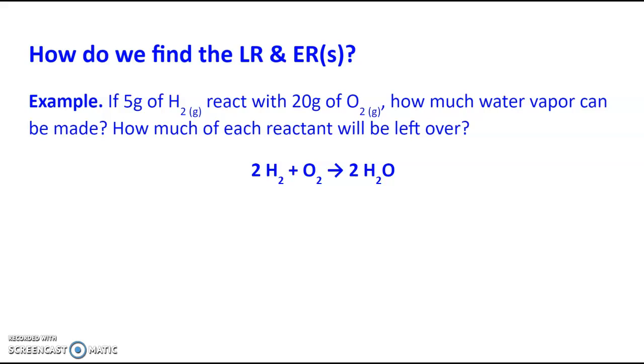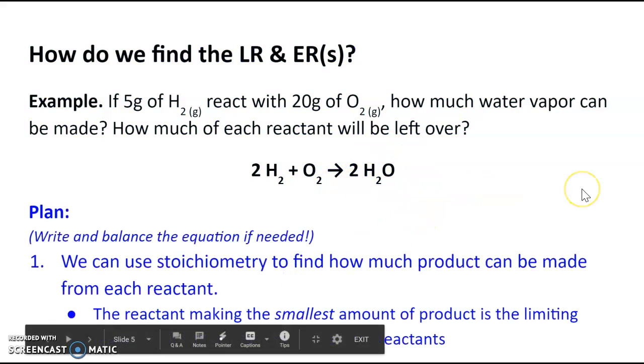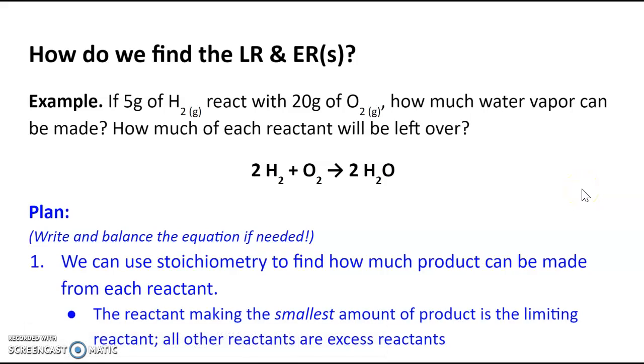So the first thing we do is create a balanced chemical equation. It's always the first thing. So if we put in 2 hydrogens and 1 oxygen molecule, we can make 2 water molecules. So once our equation is balanced, we can start to work on our plan to solve the problem.